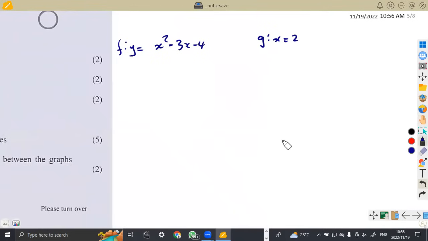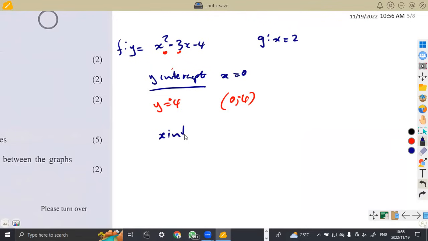We actually need the y-intercept and the x-intercepts. For the y-intercept, we know that x is equal to 0. So if x is equal to 0 here, y is going to be equal to minus 4. So the y-intercept is (0, minus 4). Sorry, that's a minus 4 here. Then we need the x-intercepts.